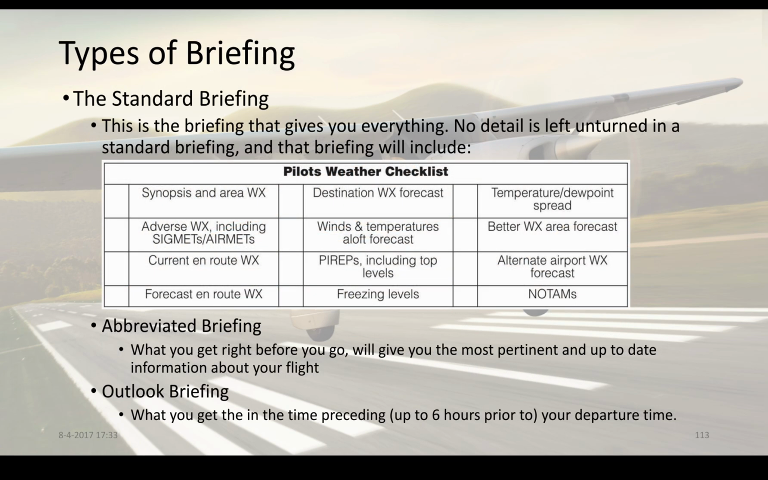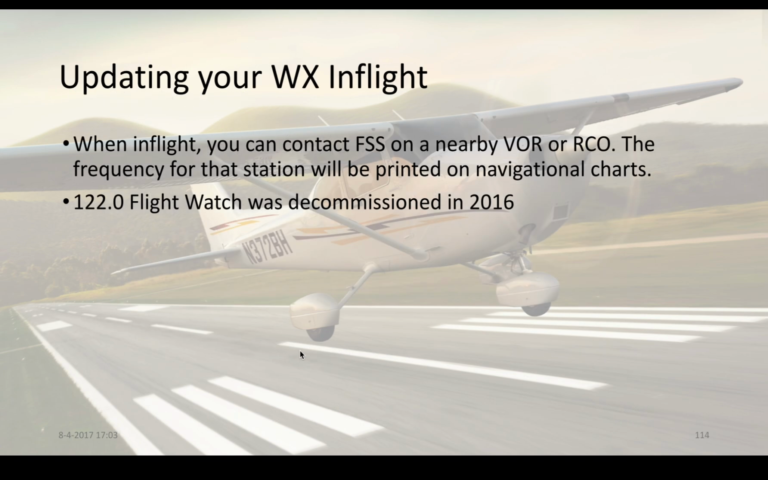Let's talk about these briefings really quickly as well. So you have the standard briefing. This is what they'll give you. We'll talk about this in class. The abbreviated briefing, this is what you get right before you walk out the door. You call them up and say, hey, I just want to get an updated abbreviated briefing for this route. And you tell them specifically what you want. I want convective SIGMETs, AIRMETs. I want to know any icing, turbulence along my route, anything like that.